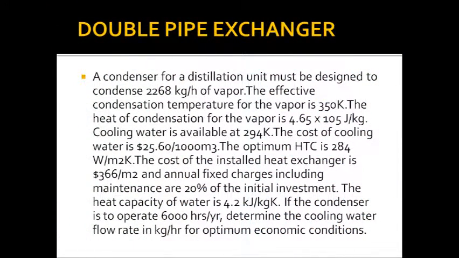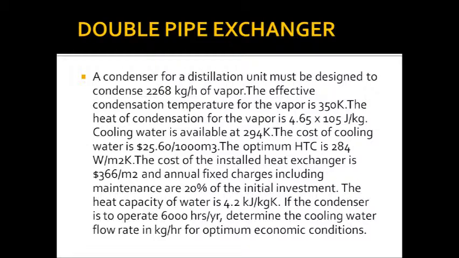A condenser for a distillation unit must be designed to condense 2,268 kilograms per hour of vapor. The effective condensation temperature for the vapor is 350 Kelvin. The heat of condensation for the vapor is 4.65 times 10 raised to 5 joules per kilogram. Cooling water is available at 294 Kelvin. The cost of cooling water is $25.60 per 1,000 cubic meter. The optimum HTC or the heat transfer coefficient is 284 watts per square meter Kelvin.